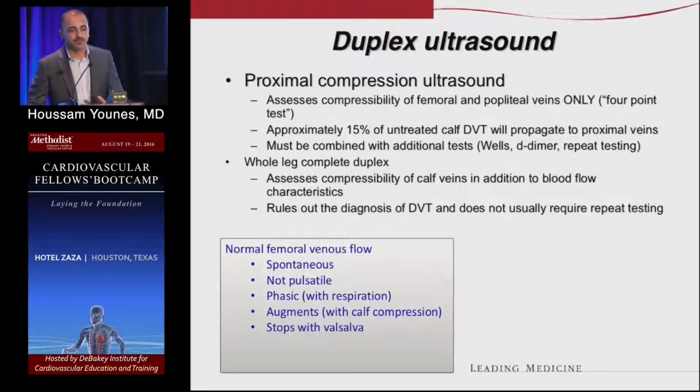How's the femoral vein flow usually? It's spontaneous, not pulsatile, phasic, changes with respiration. Every time we take a deep breath, we create negative pressure in the chest. That pulls the blood up. We'll talk about that. If you lose that phasicity, that means something in between the leg and the heart, which most probably is the thrombus in the iliac or the IVC veins.